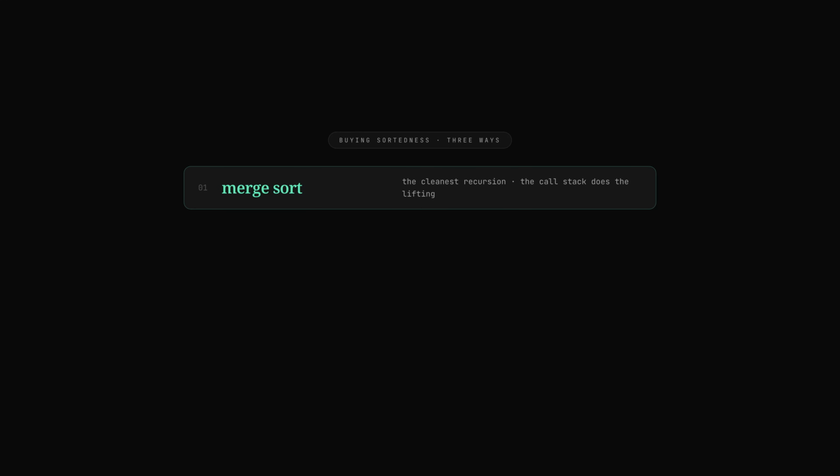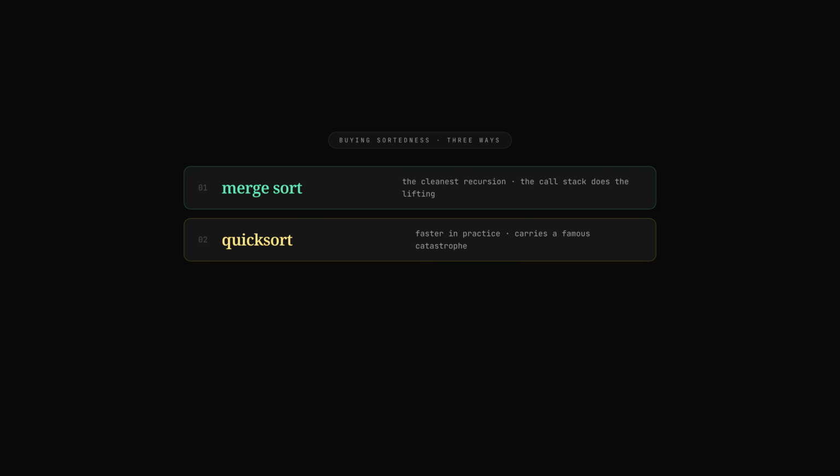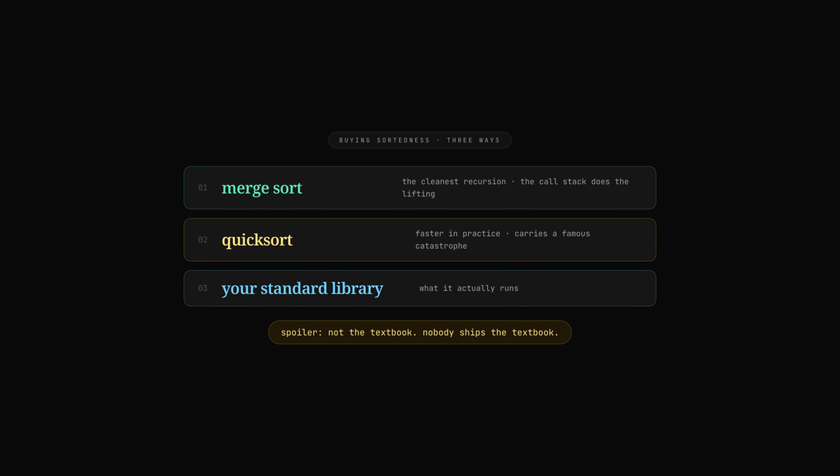So we're buying sortedness three ways. First, merge sort, the cleanest recursive algorithm ever written, and last lesson's call stack does the heavy lifting. Then Quicksort, faster in practice, carrying a famous catastrophe. And then we open your standard library and find out what it actually runs. Spoiler, not the textbook. Nobody ships the textbook.